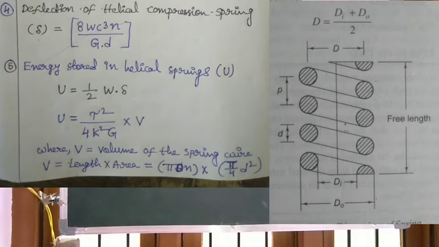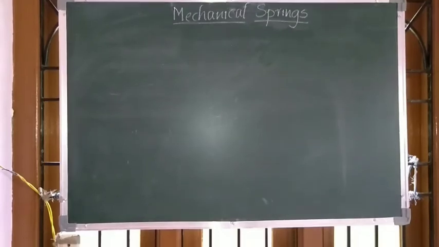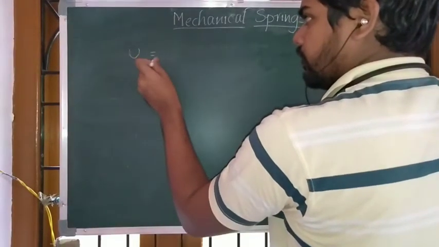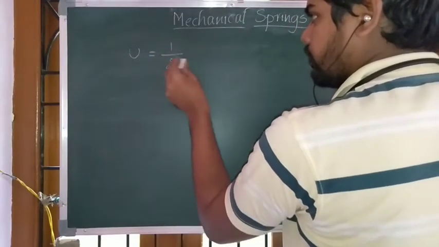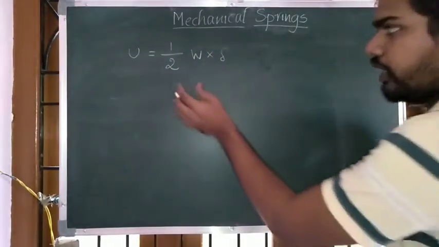So half of W into delta. How do we get this W into delta? I will explain now. U means energy stored, the amount of strain energy stored in a helical spring. So let us see how that strain energy stored in a spring becomes W into delta. How to get this relation?